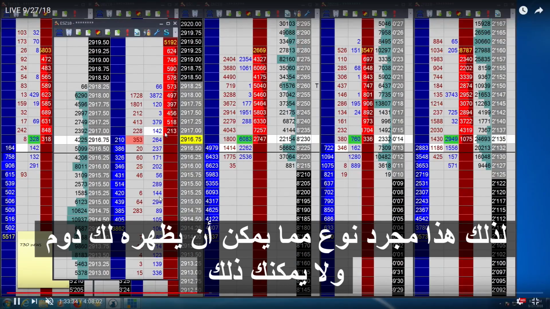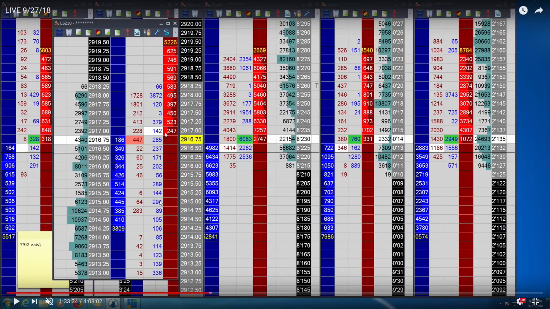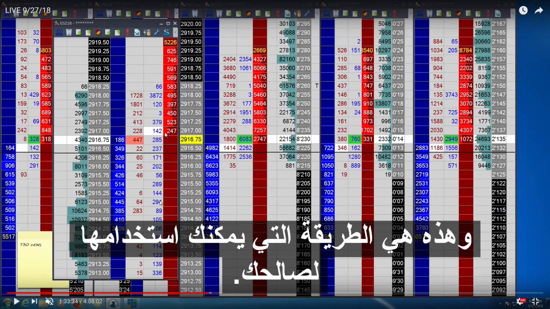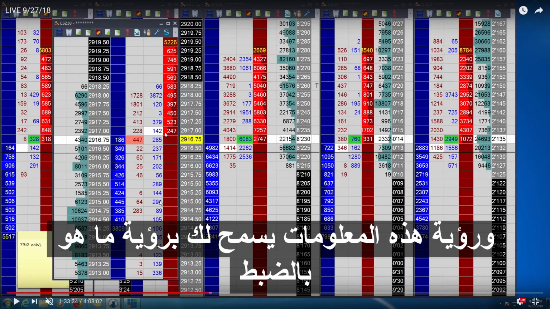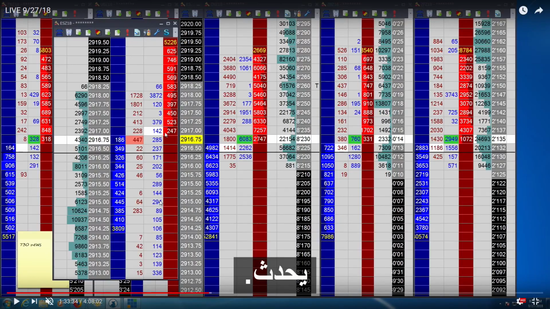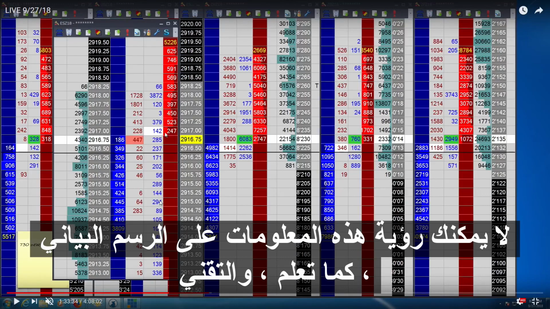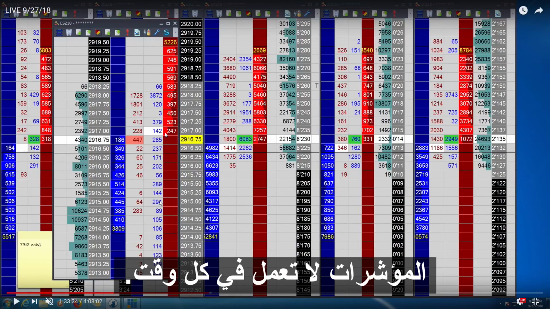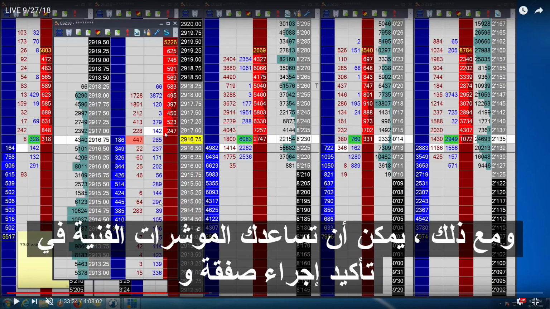So that's just kind of what the DOM can show you that you can't see on a chart, and that's how you comprehend a DOM, and that's how you can use it to your advantage. And seeing this information is allowing you to see exactly what's going on. You cannot see this information on a chart. And technical indicators don't work all the time. However, technical indicators can help you confirm taking a trade.